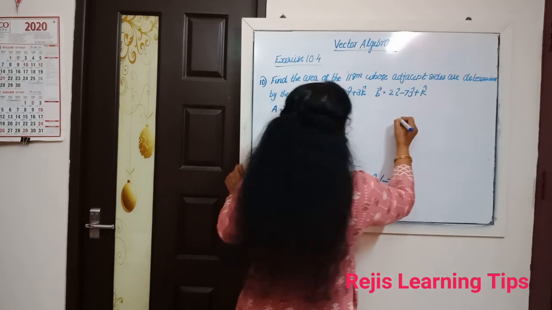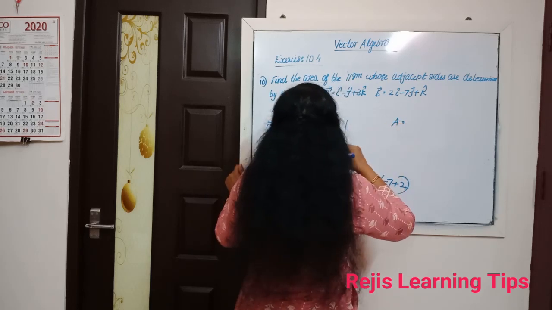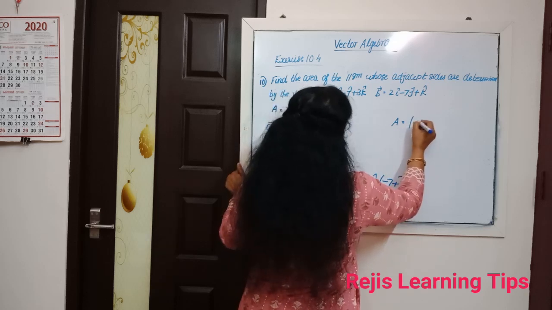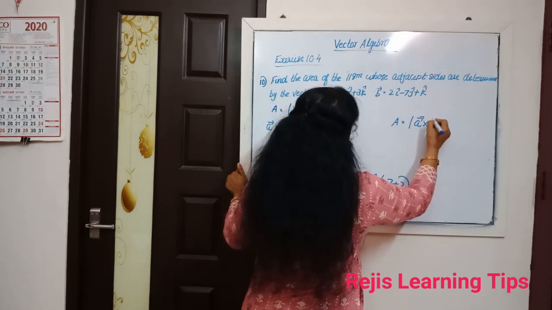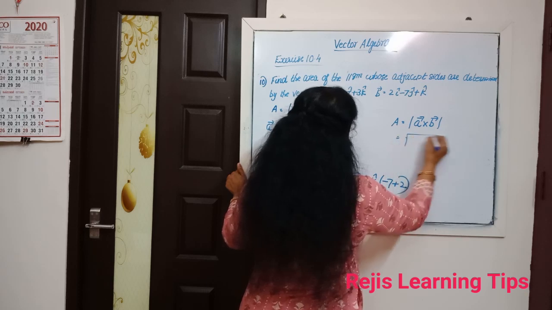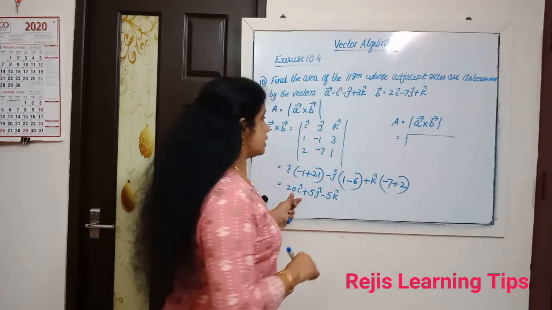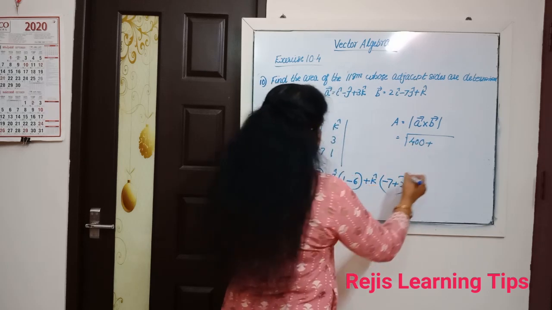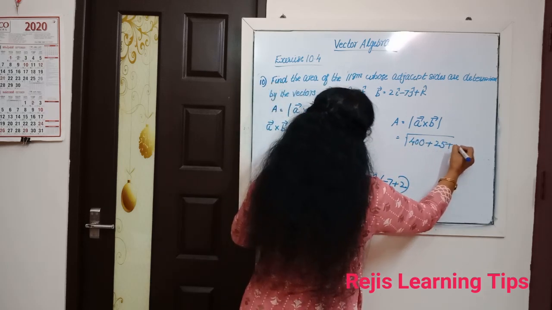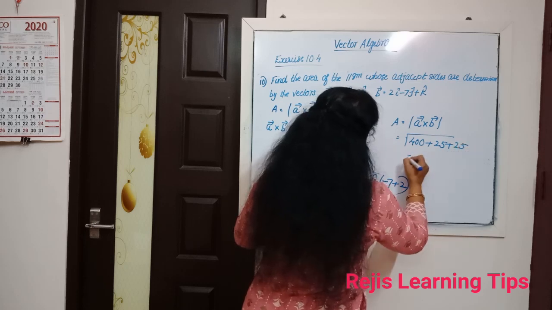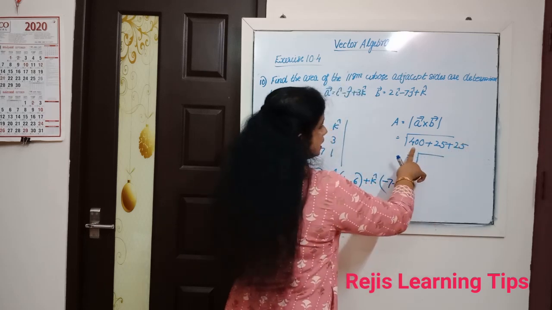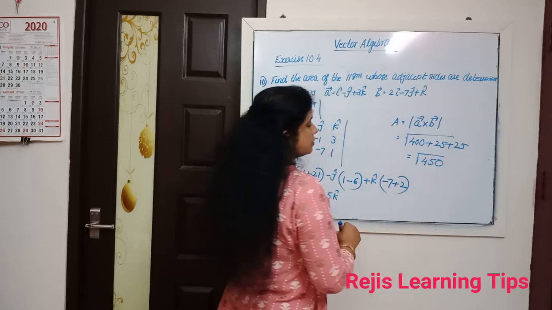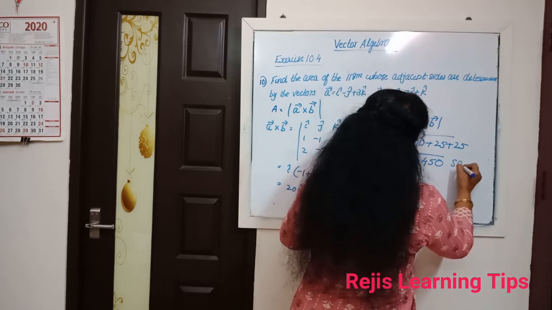Then we should find the area of the parallelogram, that is equal to modulus of A cross B, that is equal to root of 20 square, 20 square means 400, plus 5 square means 25, plus minus 5 square means also 25. Then you will get 400 plus 25 plus 25 means 450, root of 450 square units.